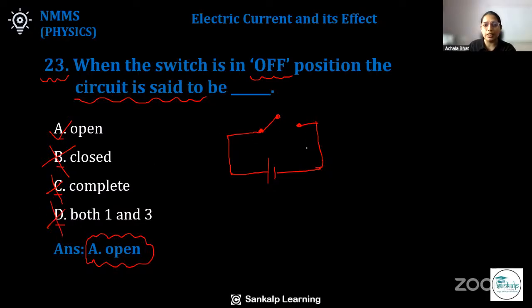This is open. Whenever you don't want the fan running, you say switch off the fan, switch off the TV, which means you are cutting off that electricity flow. You are cutting that connection. So it is open. When the switch is in off position, the circuit is said to be open. Thank you.